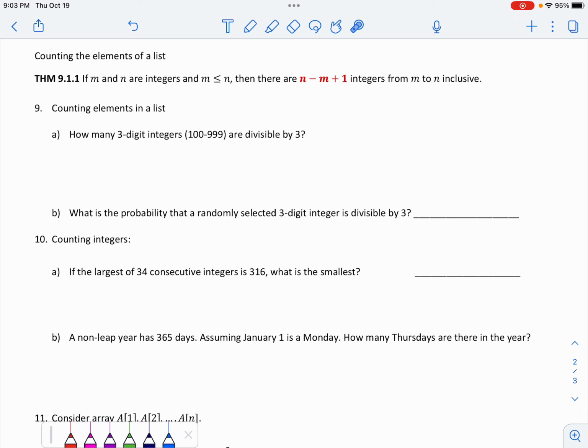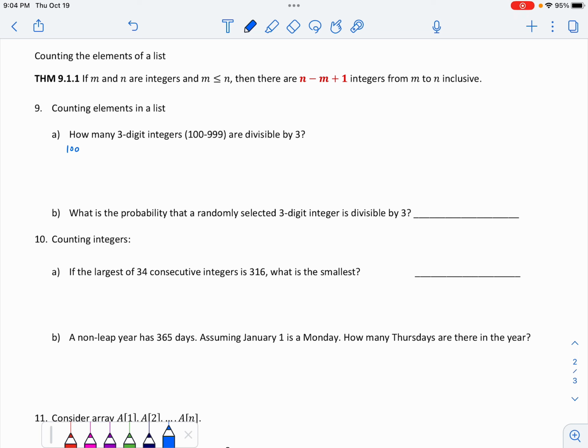Now, how do we use these results to count? Let's look at the first example. How many 3-digit integers, that means 100 to 999, are divisible by 3? Now, how do we count? There are different ways to count, but here, because we want to use this theorem, we are going to use the following way.